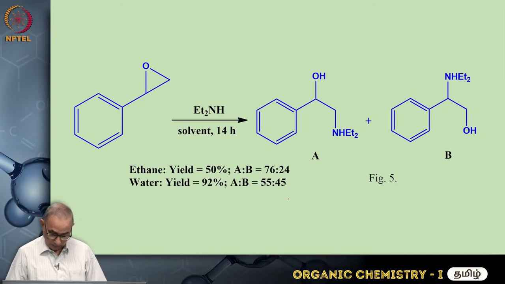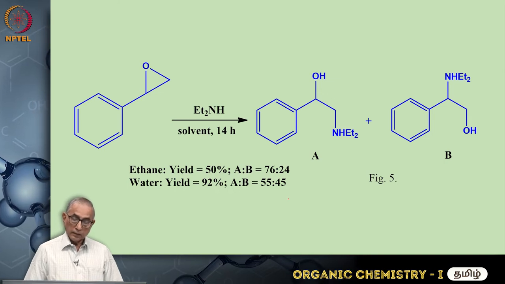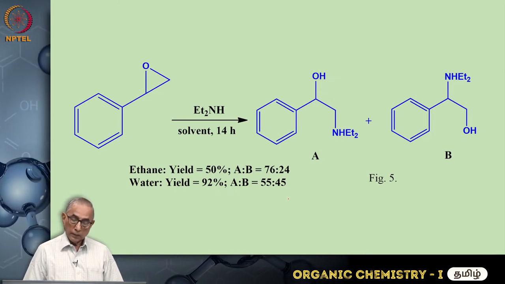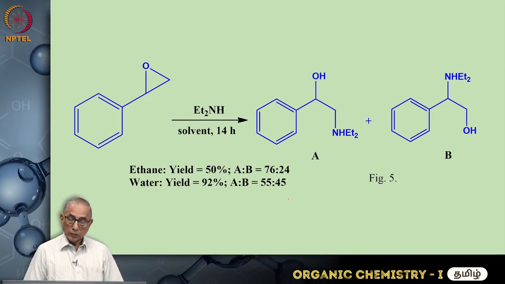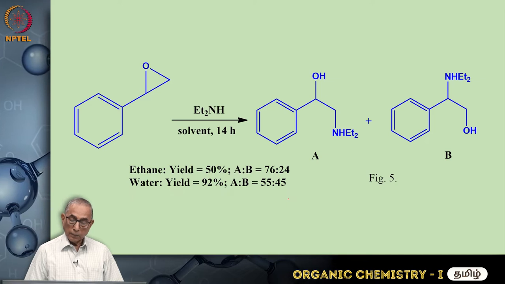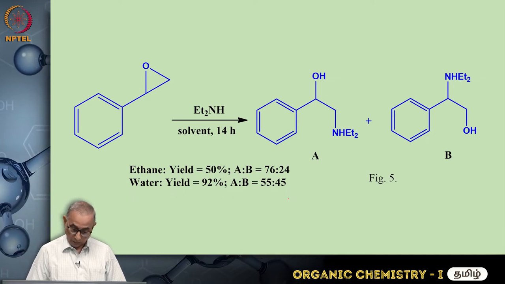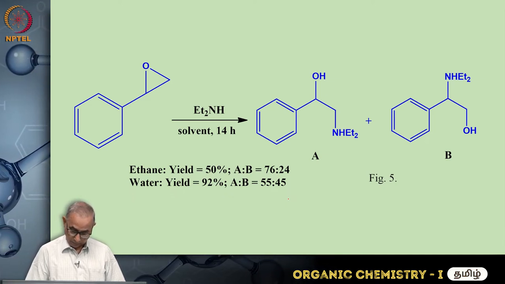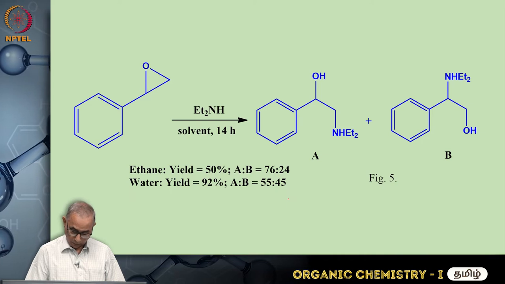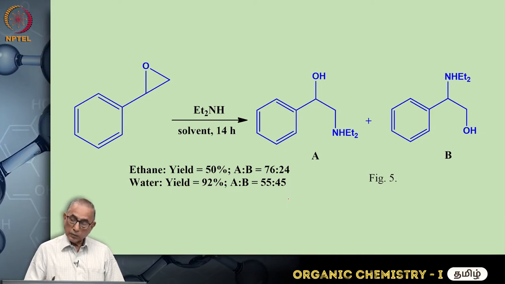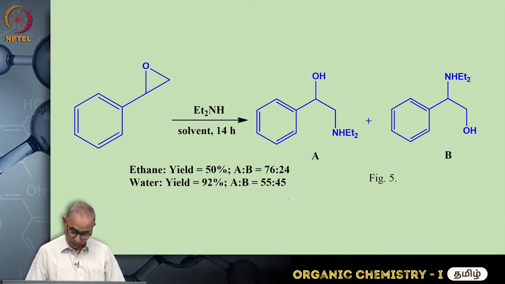So, the solvent is a very important factor in determining the ratio of the products when two products are formed in a reaction. And you can choose a particular solvent which produces the desirable amount for your synthesis.